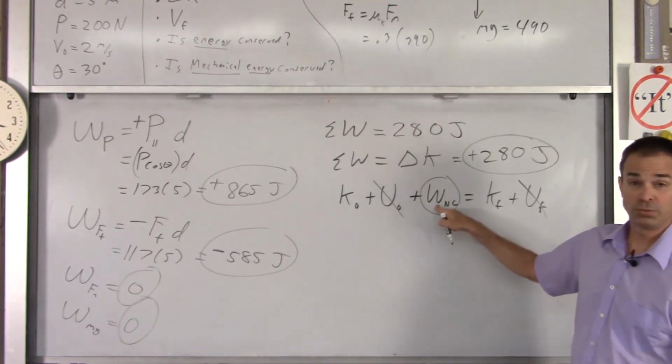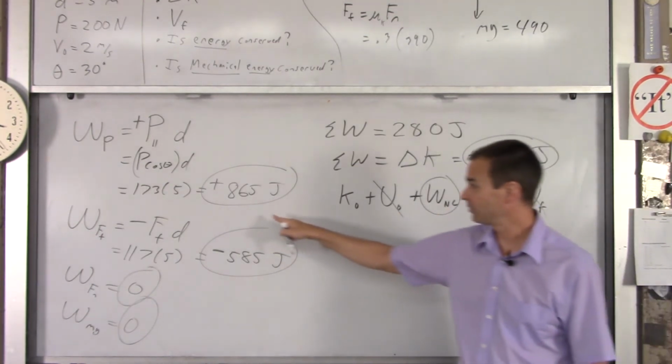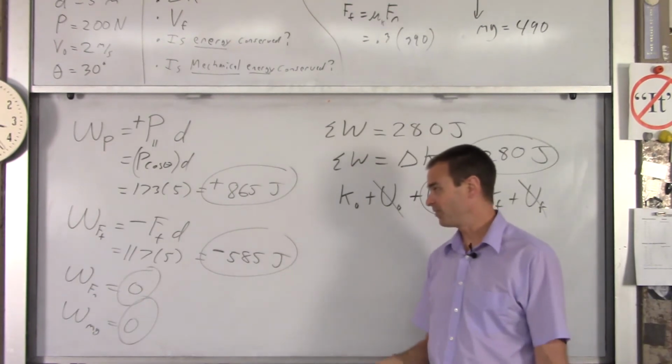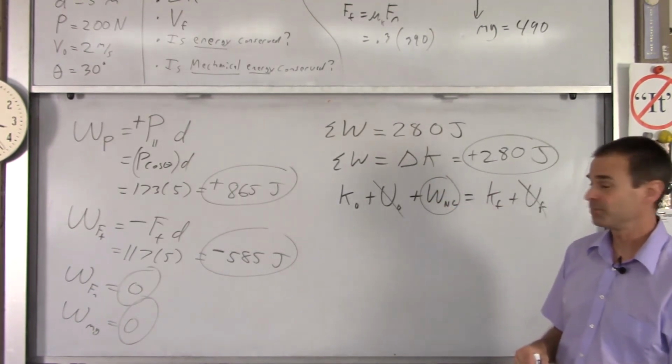There's actually two terms that go in here. There's the work done by the person, which is positive 865, and there's the work done by friction, which is negative 585. You add those two together, that's the total non-conservative work done.